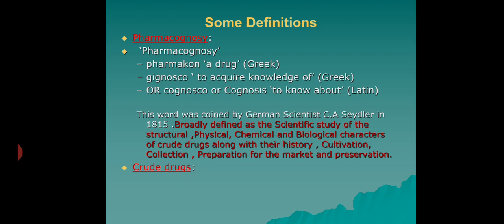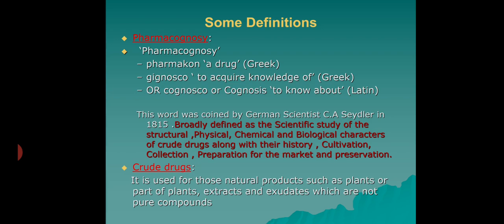I used the word crude drugs many times. What are crude drugs? The term is used for those natural products such as plants or parts of plants, extracts and exudates, which are not a pure compound. It means part of the plant can be used as such, or the powder form of the plant can be used as such, or the gums, that is exudates obtained from the plant, can be used, right? Opium is an exudate product of the Papaver somniferum capsule.